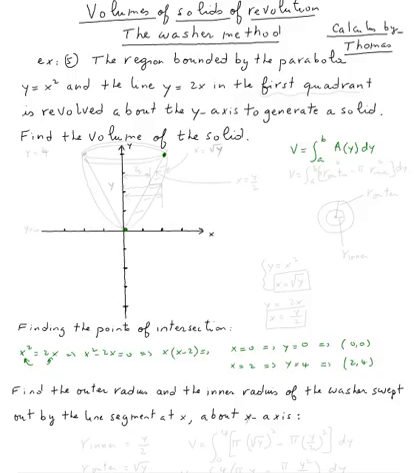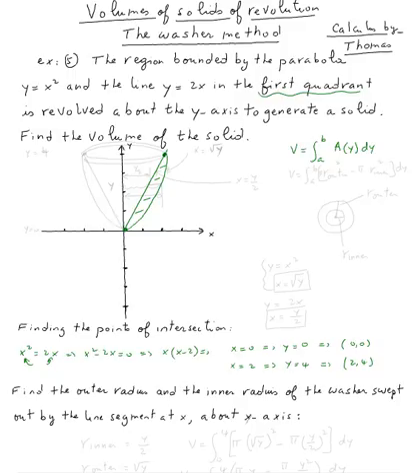Now let's draw. y equals x squared is a parabola, but we're not going to draw all of it. All we need is the part in the first quadrant, so it's going to look more like this. And then the line y equals 2x in the first quadrant will be just this piece. So in other words, this is the region that's going to be revolved about the y-axis.